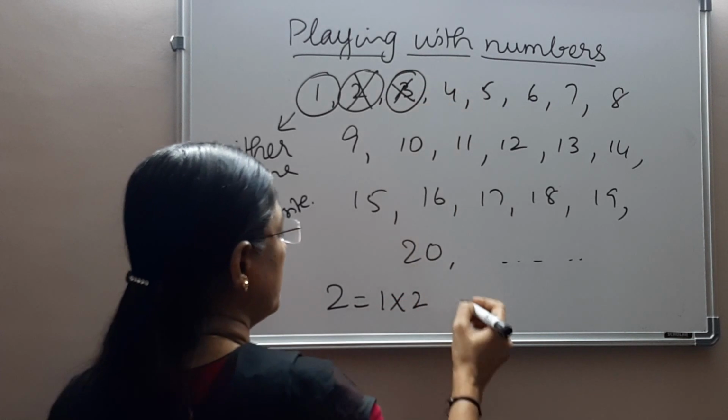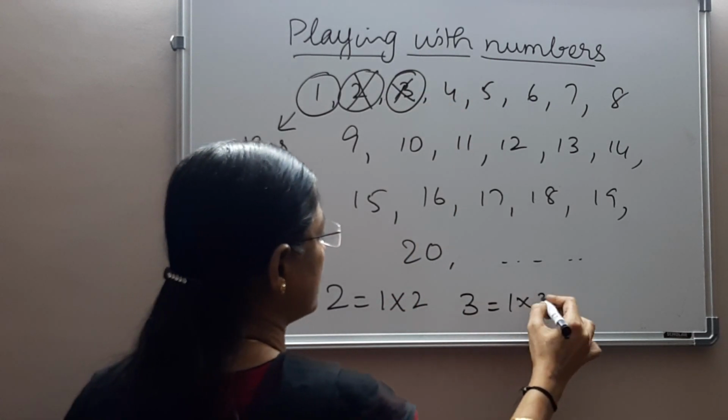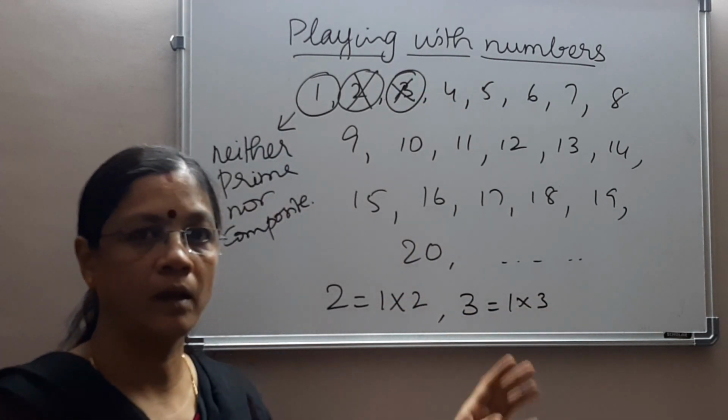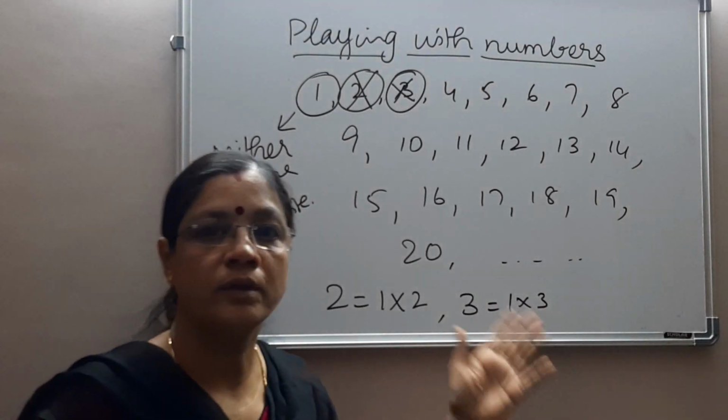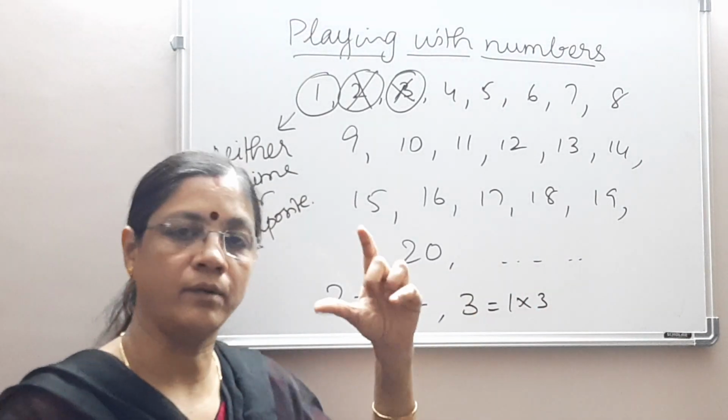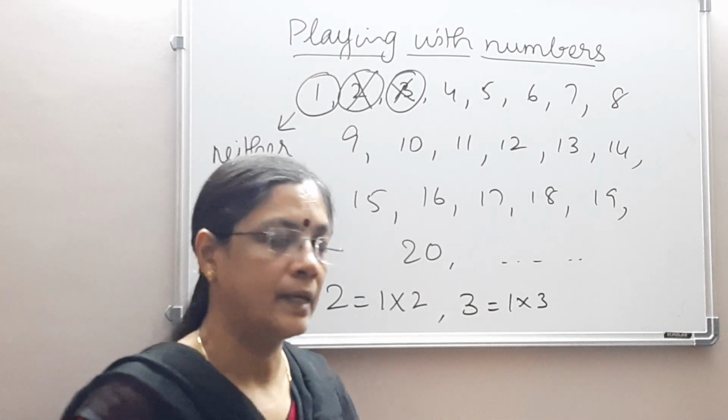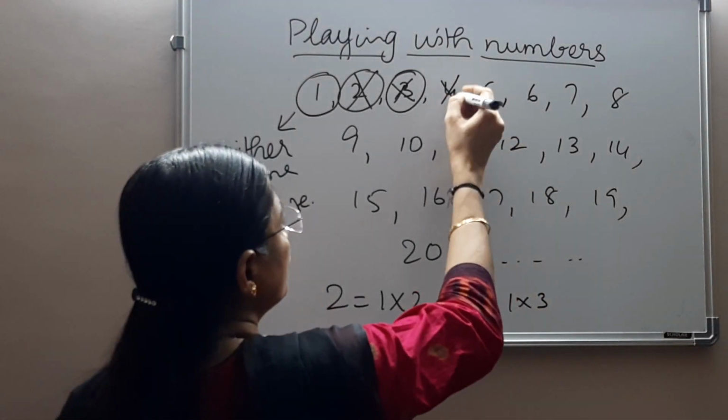So how can 3 be written? 3 is equal to 1 into 3. Again, it cannot be represented by any other product, isn't it? 3 is equal to 1 into 3, that is 1 and itself. Again, remember the term 1 and itself. Now we will move on to 4.